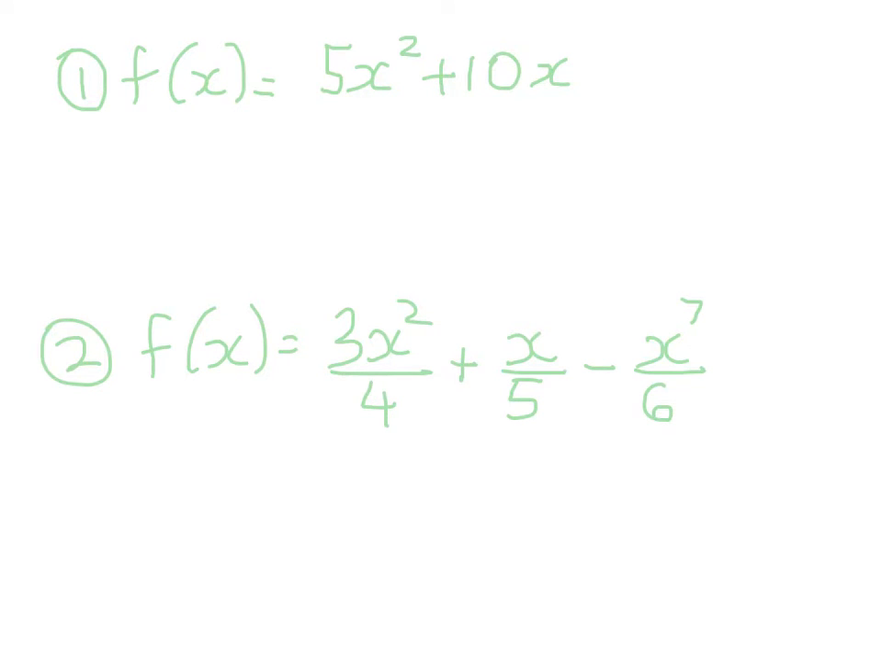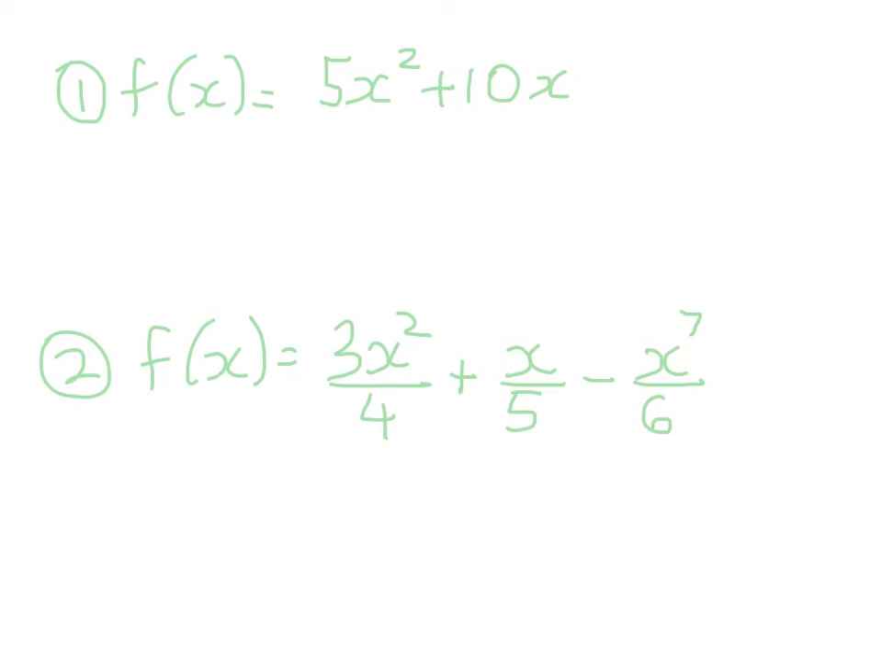So this first one is going to have a gradient function, f dash of x, which is going to be 10x plus 10. Notice that the 2 has gone down to an invisible number 1. So it's just 10x plus 10.